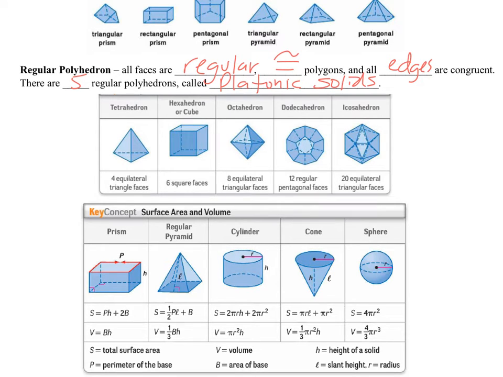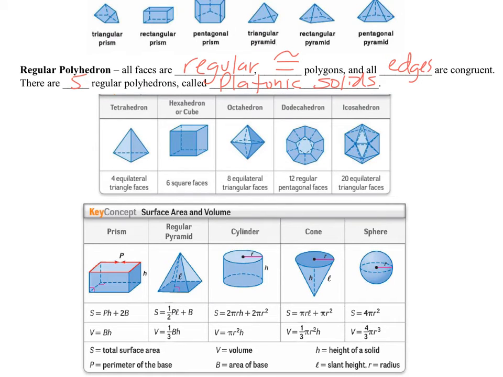We have a tetrahedron, which has 4 equilateral triangular faces, a hexahedron, or more commonly known as a cube, that has 6 square faces. We have an octahedron that has 8 equilateral triangular faces, a dodecahedron, which has 12 regular pentagonal faces, and then an icosahedron, which has 20 equilateral triangular faces. So those are the regular polyhedrons.